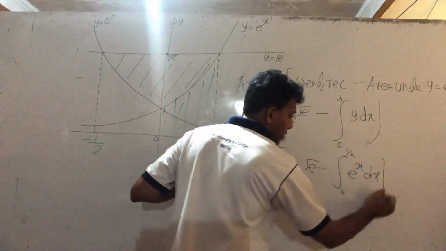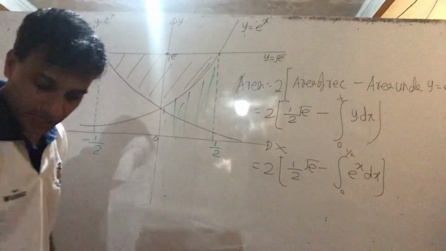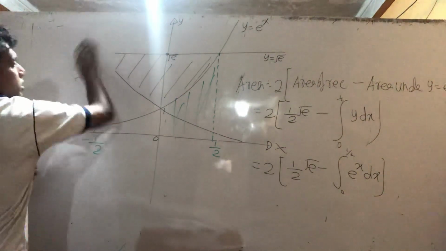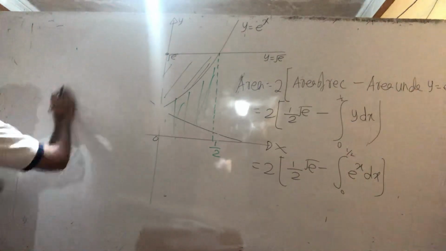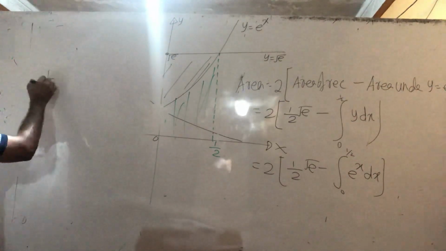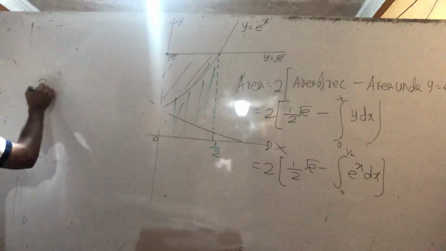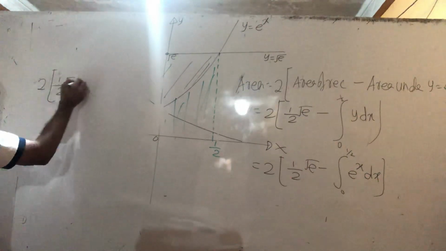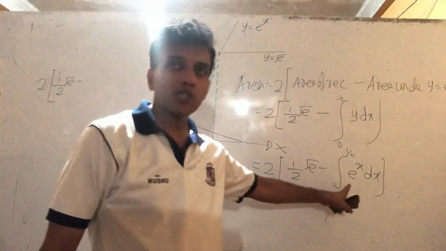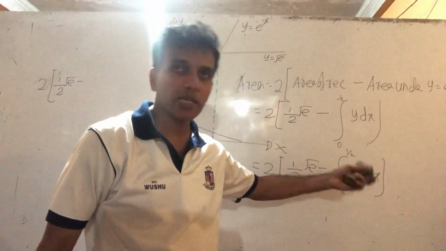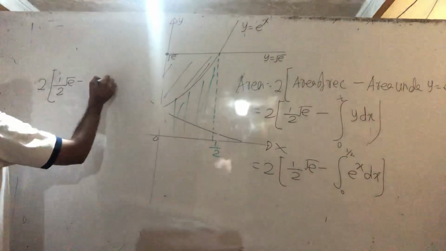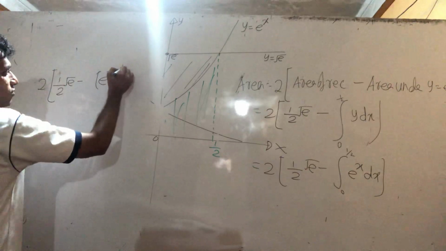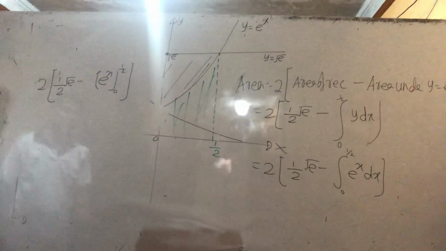The answer is given, the answer is available. So now integrate this. Very simple: e to the power x integration, same e to the power x. Boundary is 0 to half. Okay, so what is that?